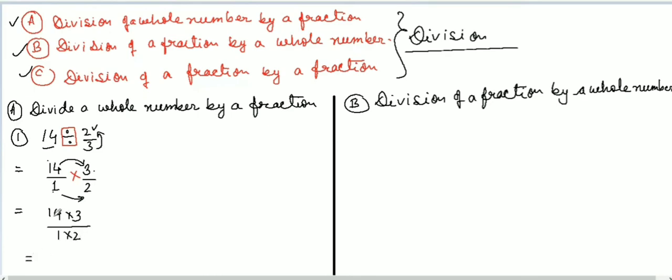Now 14 multiplied by 3 and divided by 2 multiplied by 1. You can make it easy now. Take the factors of 14. Instead of 14, can I write 2 multiplied by 7? So instead of 14, write down 2 multiplied by 7, which is the same as 14, and then 3 over 1 multiplied by 2. Now you can see this is 2 and 2, we can cancel it out. Now what will be the answer? 7 multiplied by 3 is 21, over 1, which is 21. That is your final answer.